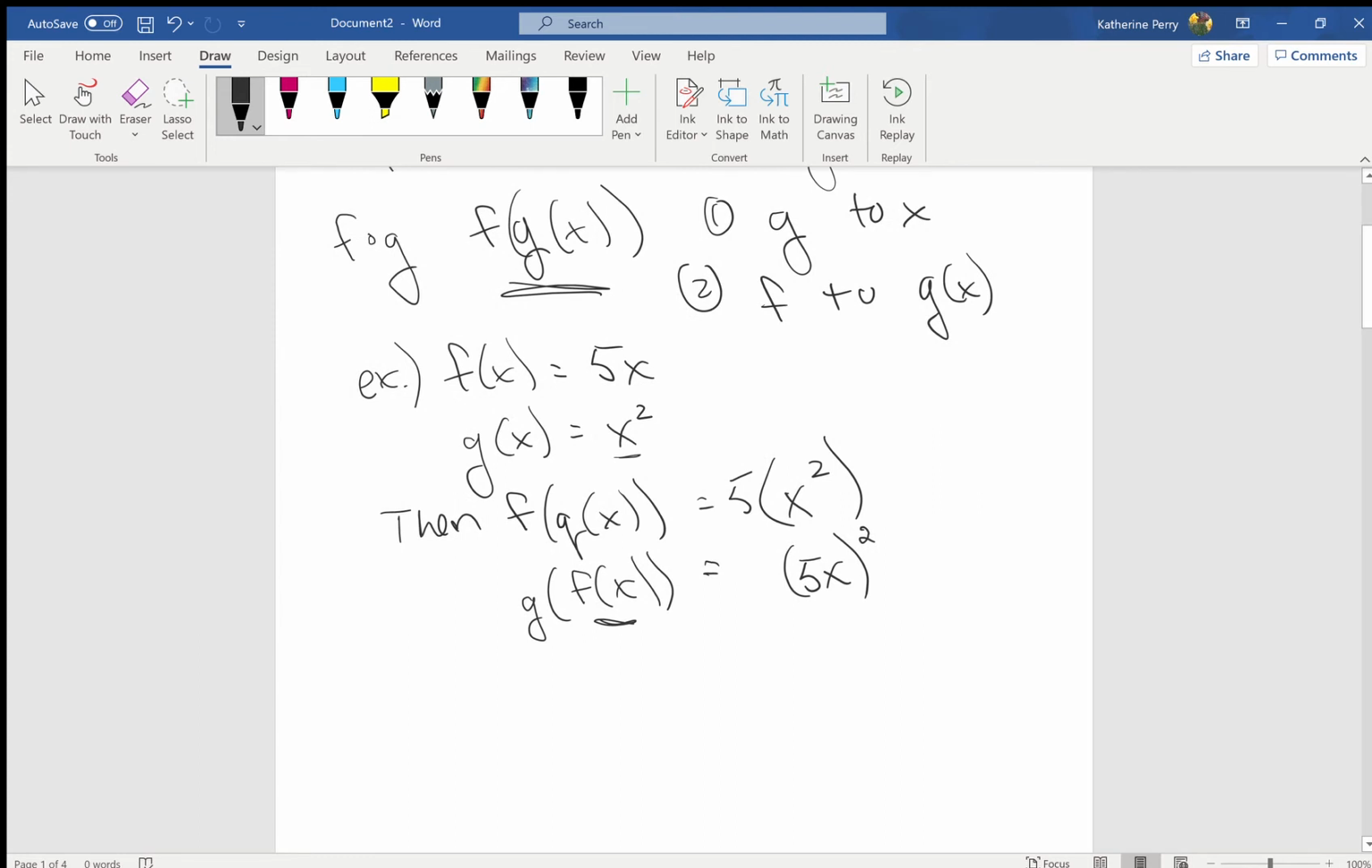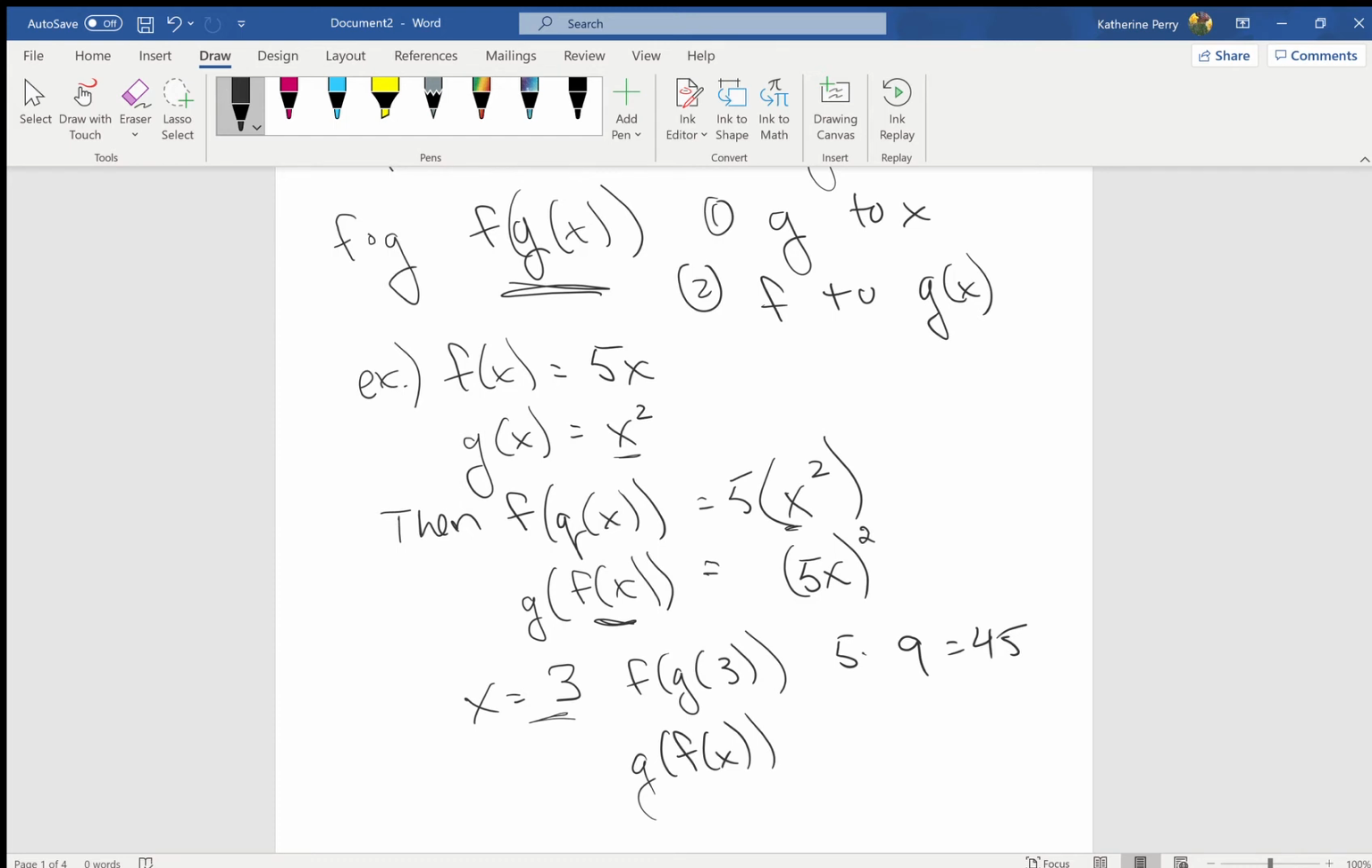And so let's say that x is equal to 3. Then f of g of 3 means I first square 3, so that would be 9, and then I multiply it by 5, so I get 45. And if I wanted to do g of f of x, then I would first instead multiply x, aka 3, by 5. So when I do that, I get 15. And then I would do g of 15, which is to square 15.